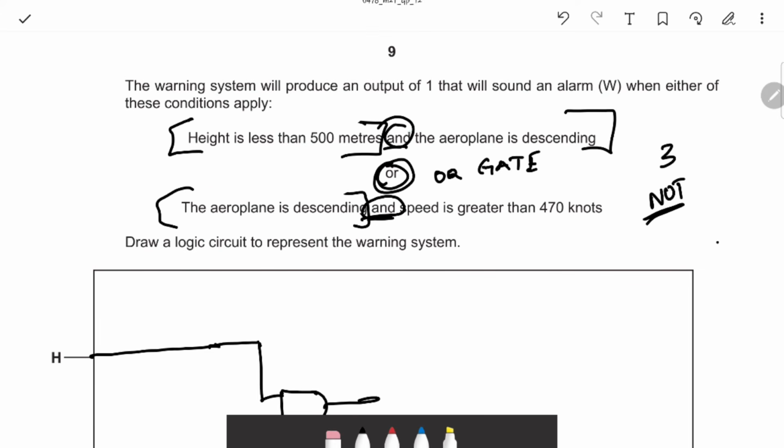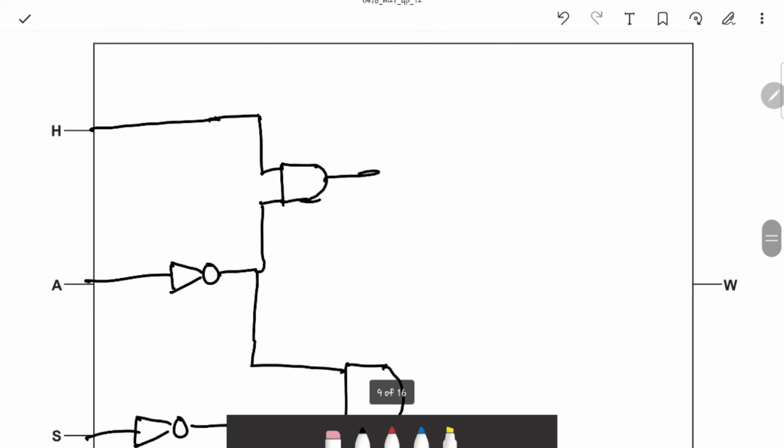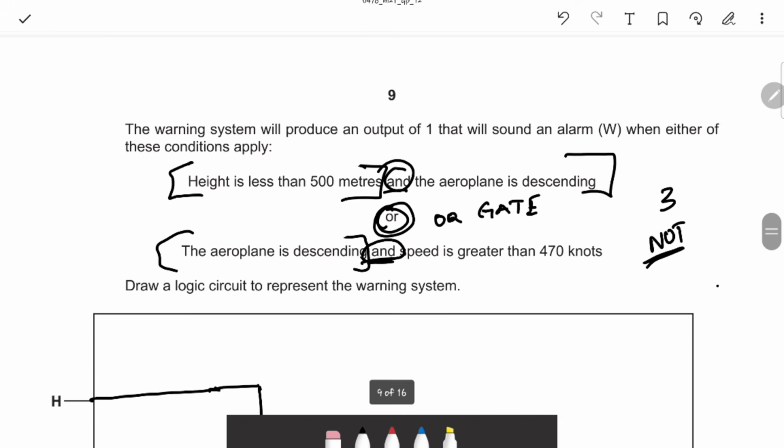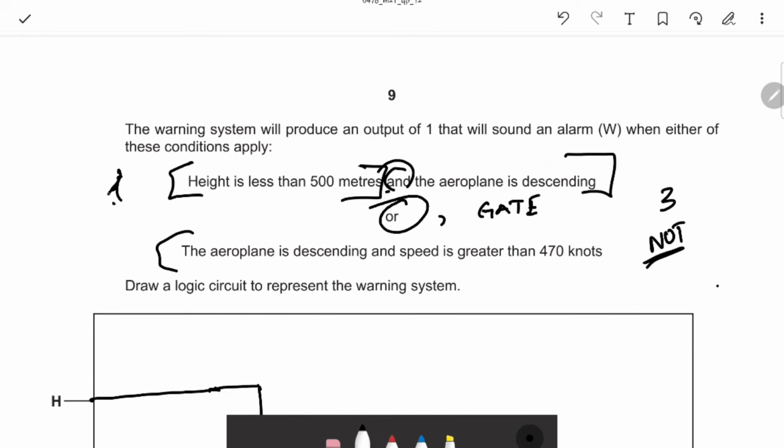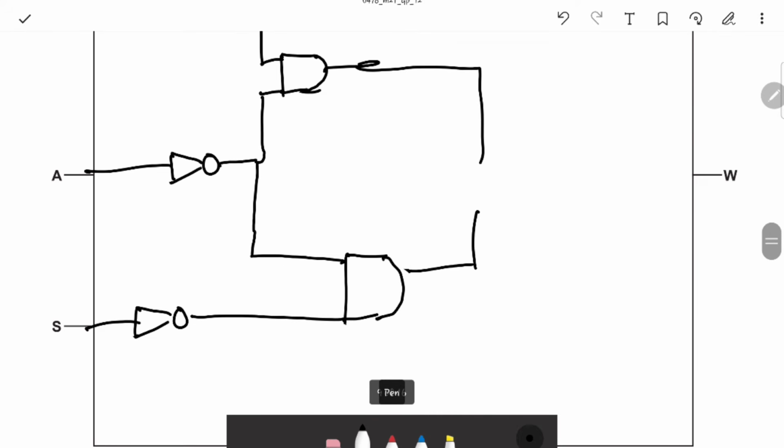Remember, it's connected with the AND gate. Now that we have done the two, it's now connected with the OR gate. Now that's the main one, the OR gate, because remember, the OR gate is connecting statement 1 and statement 2. Remember how an OR gate looks? It's important to know how each gate looks.